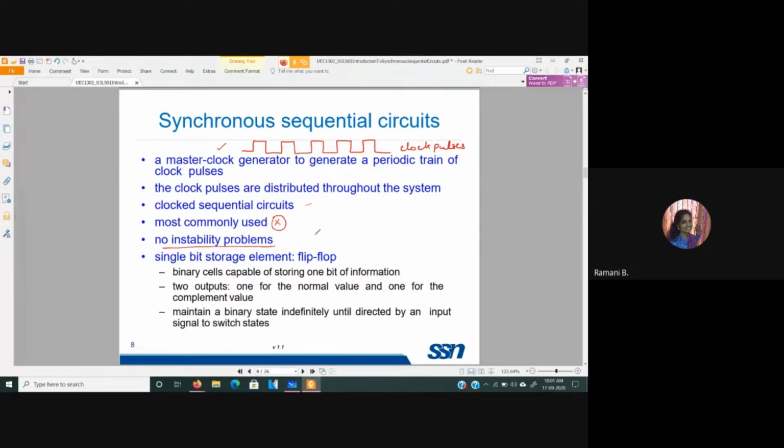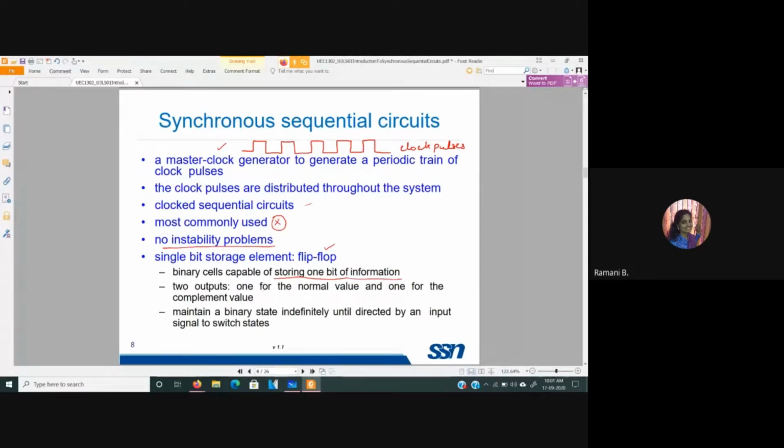So here with synchronous sequential circuit, the single bit storage element, this flip-flop, as I mentioned, flip-flop or latch is the basic building block in a sequential circuit. So this flip-flop and latch can store 1 bit information, okay? So these are binary cells capable of storing 1 bit of information.